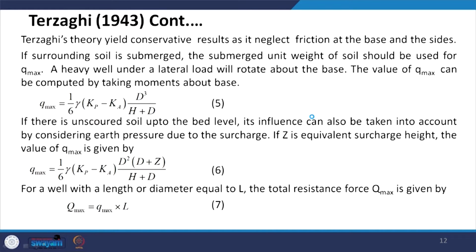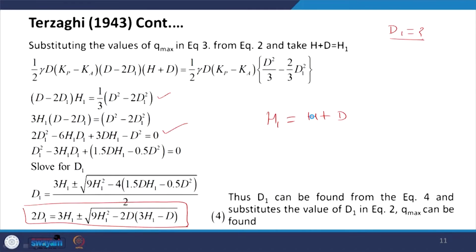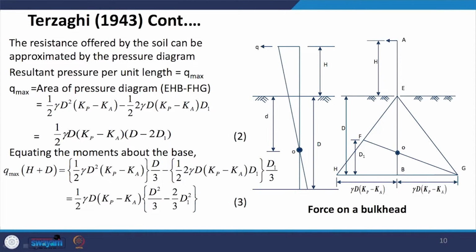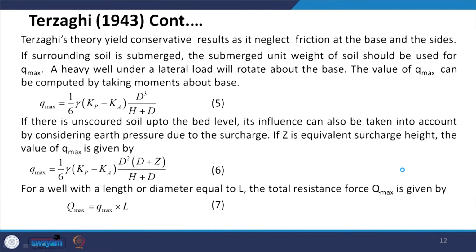So what you have is q max. If the point of rotation, instead of point O, is at point B, then in that case q max can be obtained from equation number 5 directly.